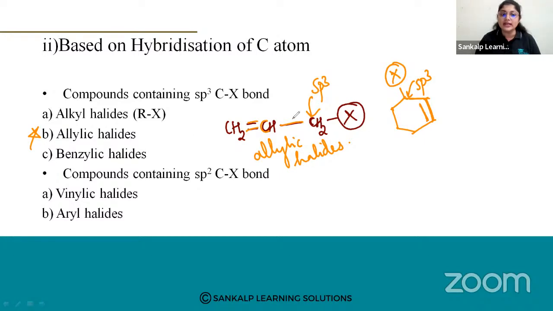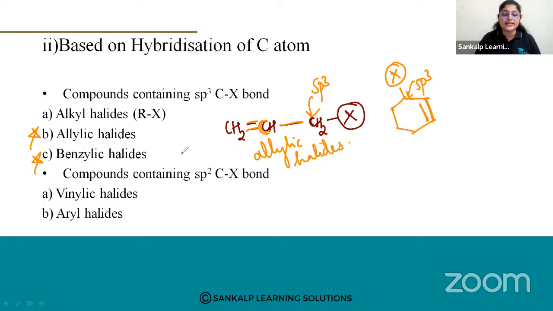So what are allylic halides? Allylic halides are those in which the halogen atom is bonded to an sp3 hybridized carbon, which is next to a carbon containing a double bond. So those are called allylic halides. Next is benzylic halides.